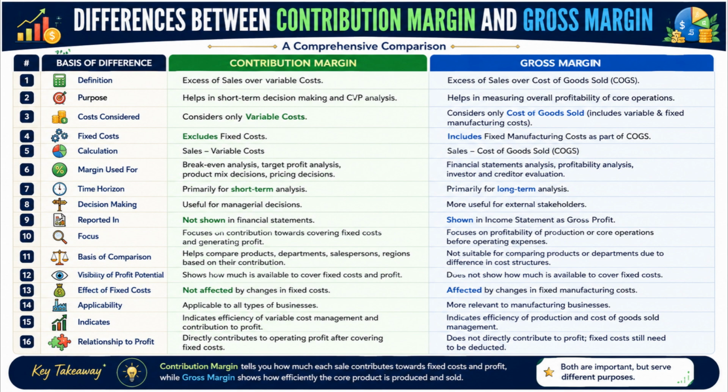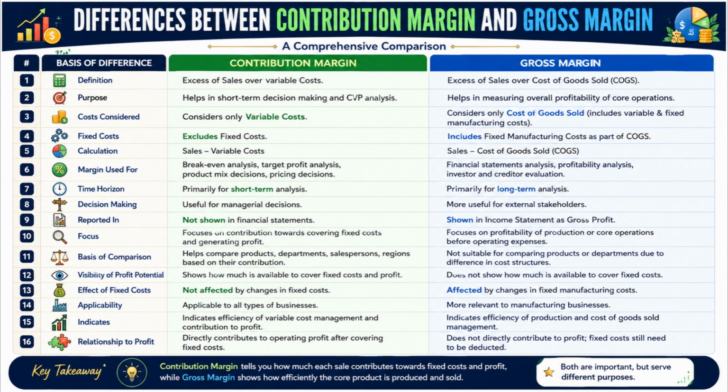Number 14. Contribution margin can be applied to almost all types of businesses, whereas gross margin is especially relevant for manufacturing and trading businesses. Number 15. Contribution margin indicates the efficiency of variable cost management, whereas gross margin indicates the efficiency of production and cost of goods sold management. Number 16. Contribution margin directly contributes toward operating profit after fixed costs are covered, whereas gross margin still requires operating expenses to be deducted before determining net profit.